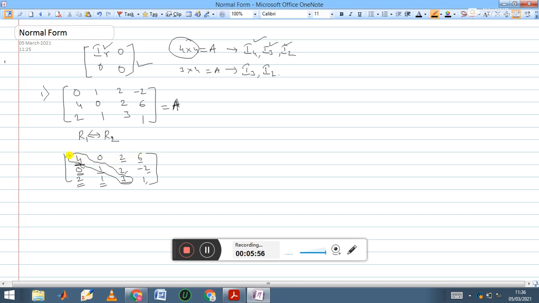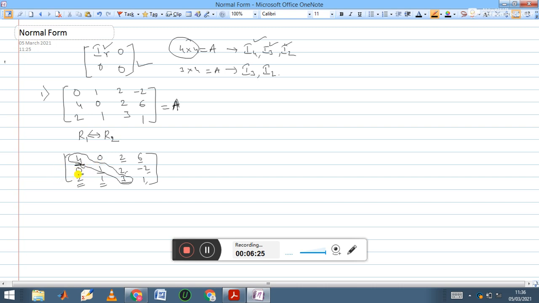This diagonal 4, 1, 3 represents the leading principal diagonal line. Below the leading principal diagonal line, whatever elements you have, you need to make 0 by using row operations, and above the leading diagonal line, whatever elements you have, you need to make 0 by using column operations.